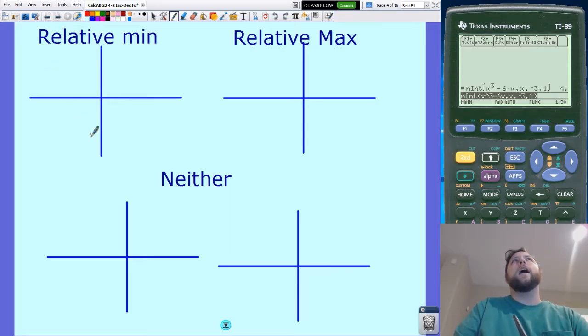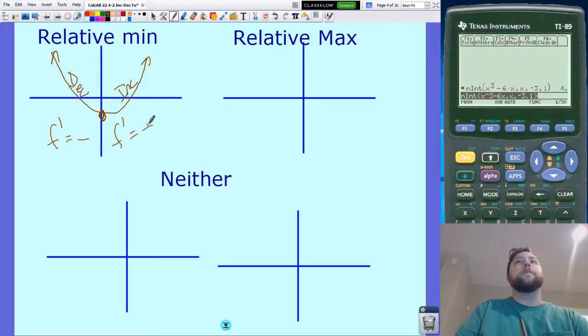Since they're critical numbers, one way to determine if something is a relative min or max is by determining what the slope of the function is. So relative mins happen when you do something like this, right? And the relative minimum would be down here. It's when you go from decreasing to increasing. So your derivative f prime is going to be negative on the left, and f prime is going to be positive on the right. So that would make it a minimum.